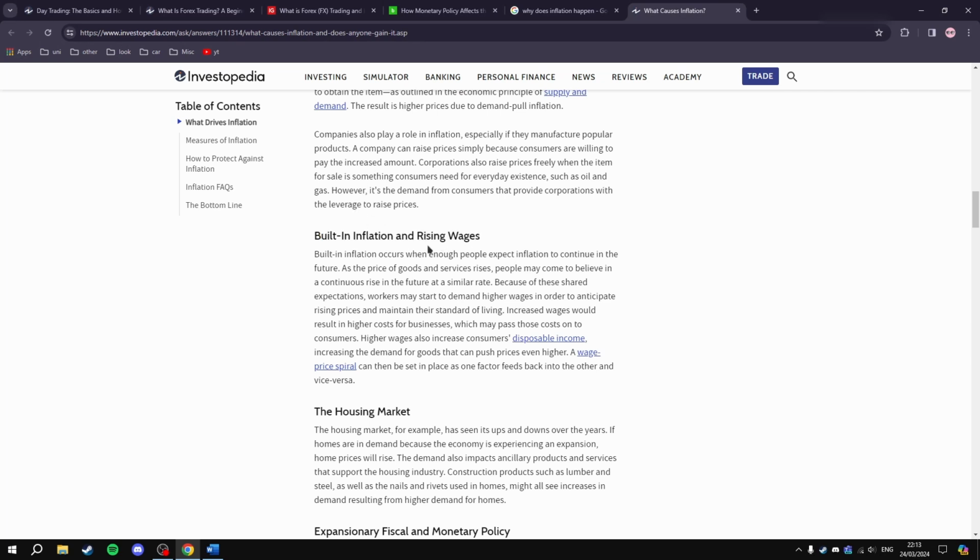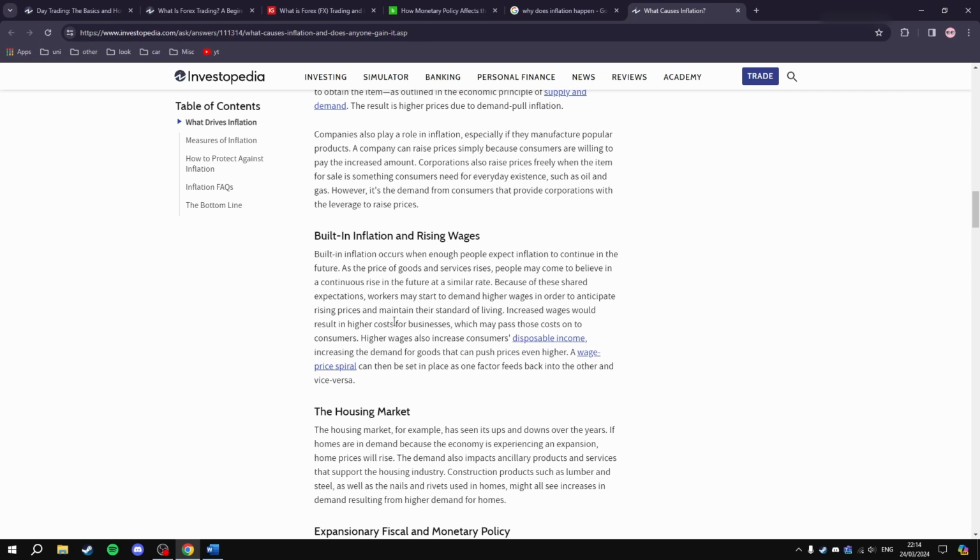Built-in inflation occurs when enough people expect inflation to continue in the future. As the prices of goods and services rise, people may come to believe in a continuous rise in the future at a similar rate. Because of these shared expectations, workers may start to demand higher wages in order to anticipate rising prices and maintain their standard of living.